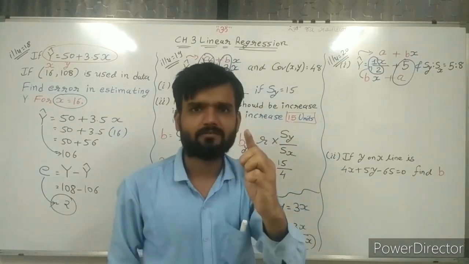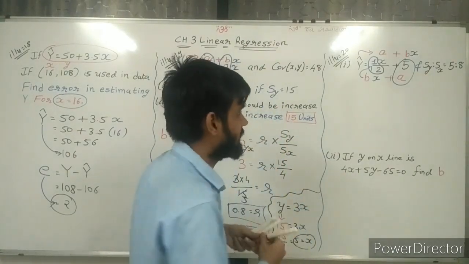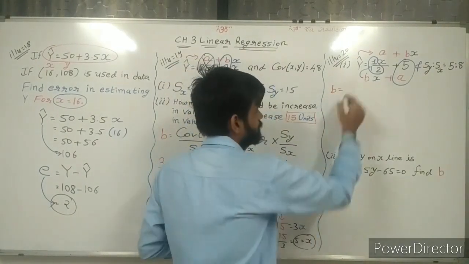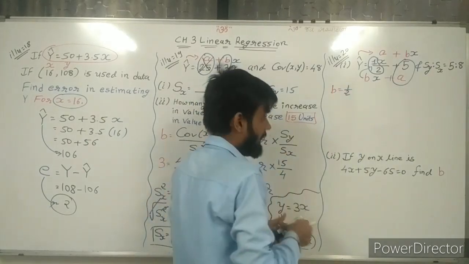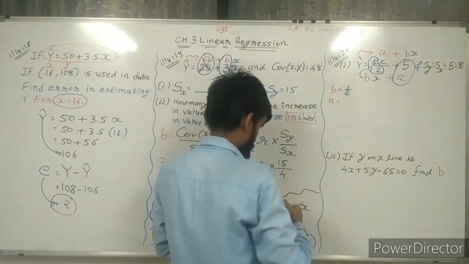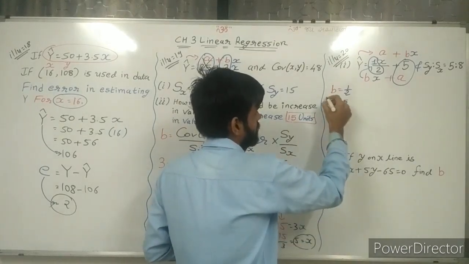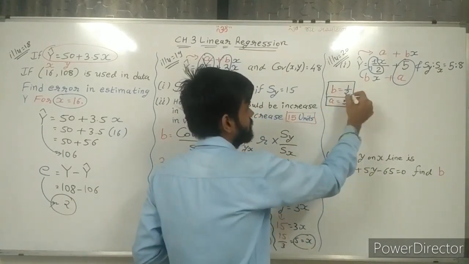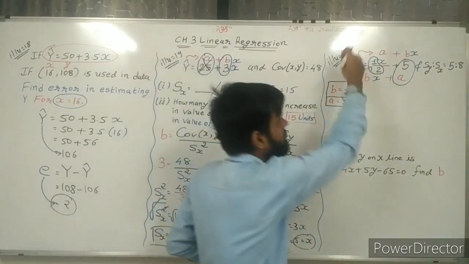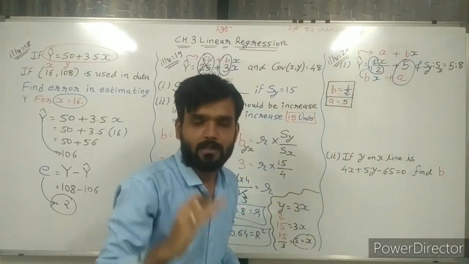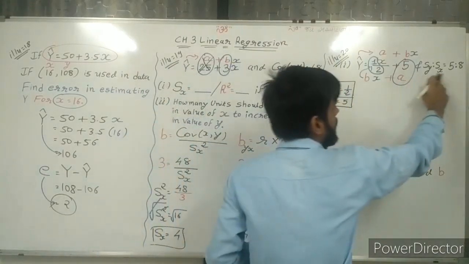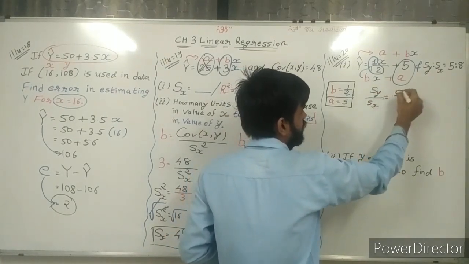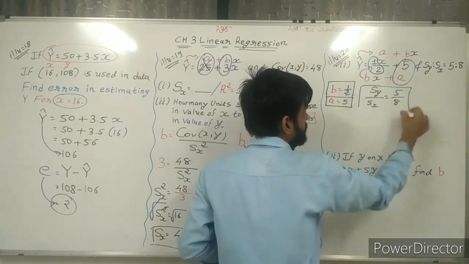Important one to understand. So here I can write b is equal to 1 by 2 and a is equal to 5. I have these two values on the basis of this equation. Second thing already given to you, that is sy upon sx. Sir, sy divided by sx is equal to 5 by 8. This is given.